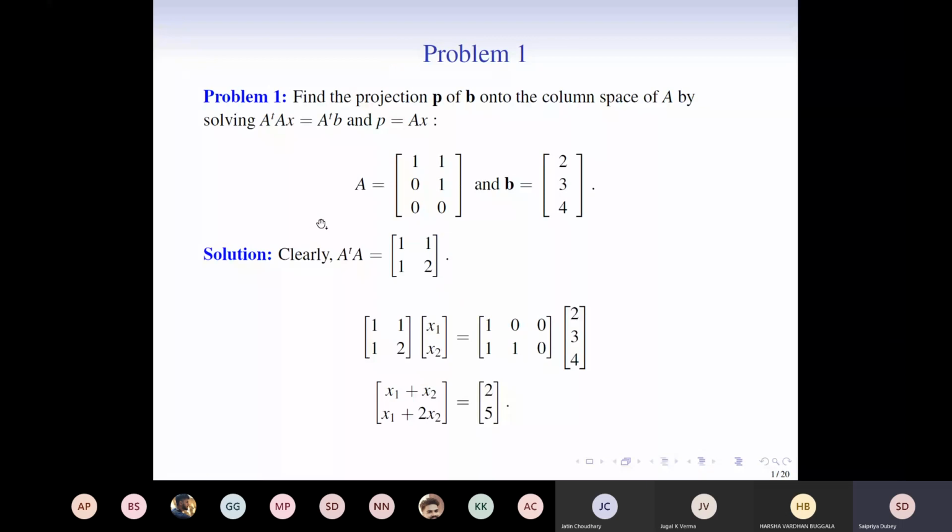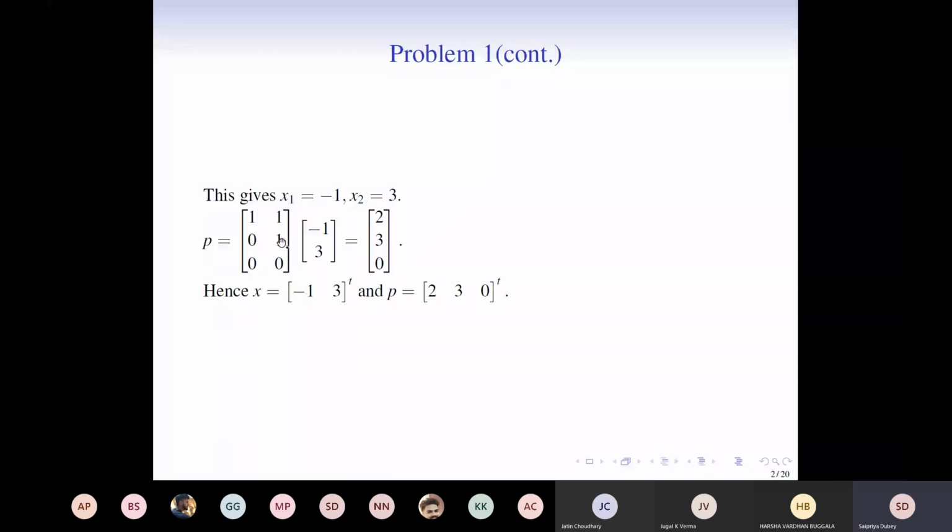From there you get the value of x1, x2, and once you have that, we know from here that P is equal to A times X, and we have your A already, so we just substitute it in order to get P. Alright, so this is the first question. Very simple question. Let's move on to the next question.